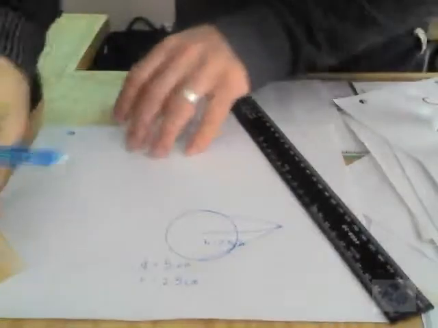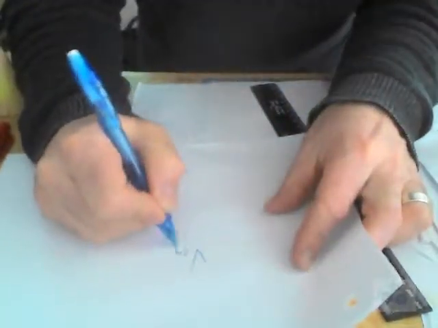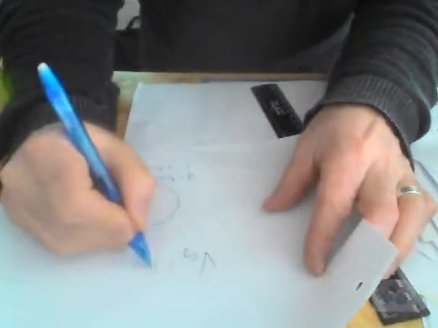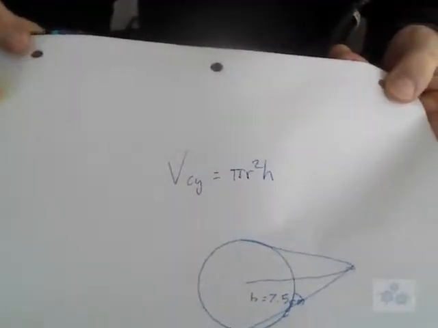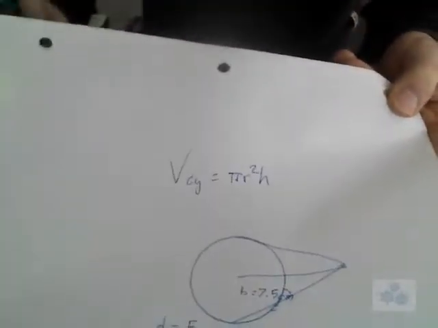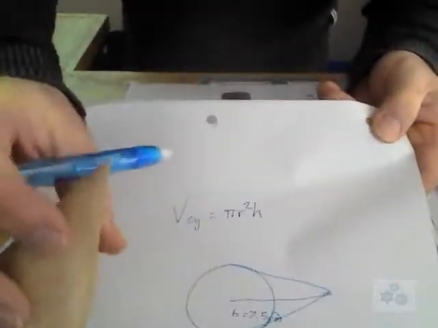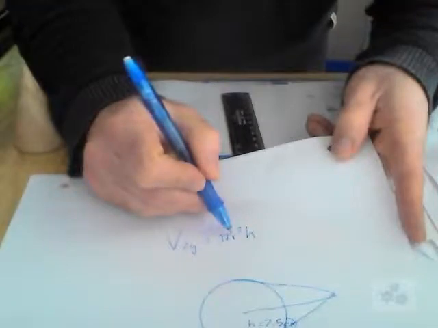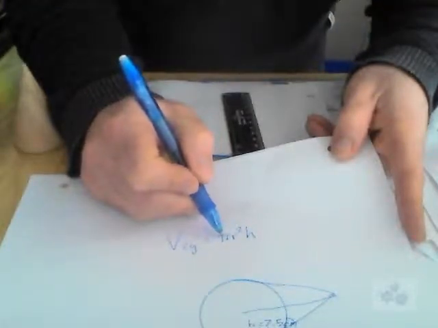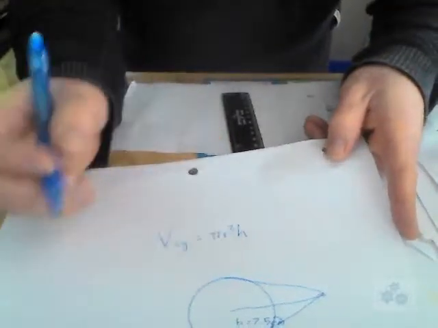All right. So the volume of the cylinder is going to be pi r squared h. Are you with me there? Pi r squared h. So what would be the volume if this cone was actually a cylinder? What would be that volume? So pi times 2.5 squared times 7.5.